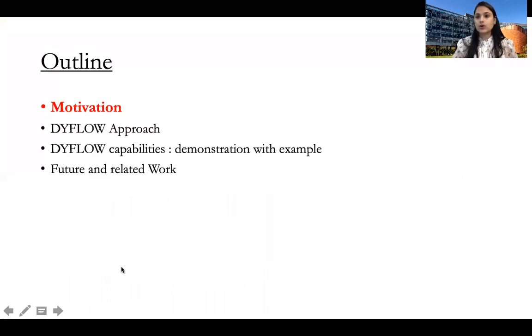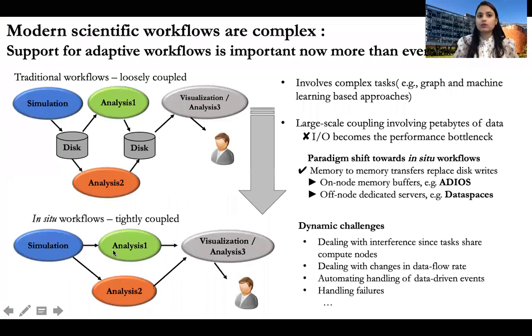So why do we need to orchestrate scientific workflows? Modern scientific workflows are complex. They involve a large number of complex tasks that come from multidisciplinary areas. These workflows are data intensive, and hence it is often practical to run them in situ, where workflow tasks run simultaneously and exchange data using on node or off node memory buffers.